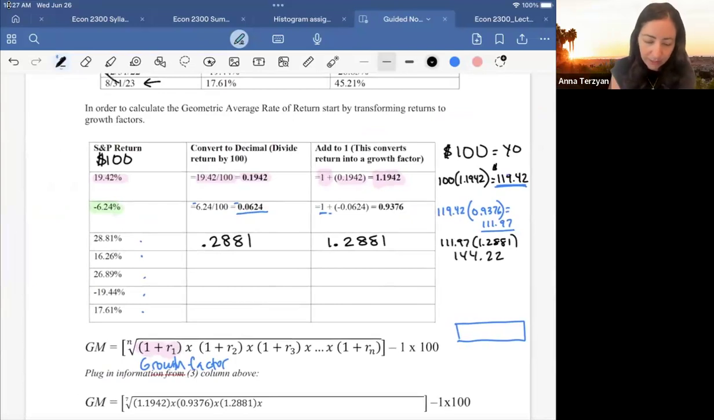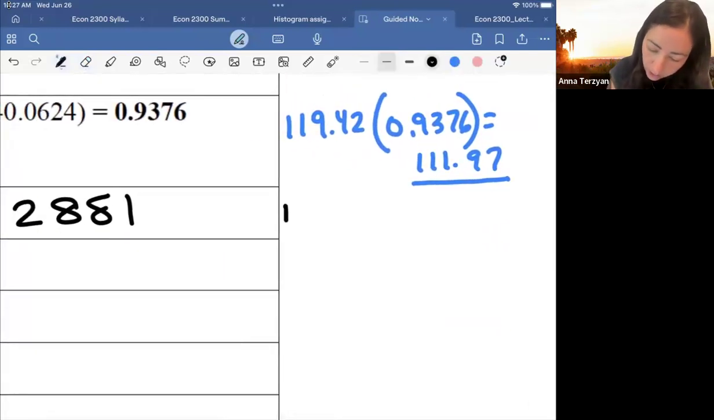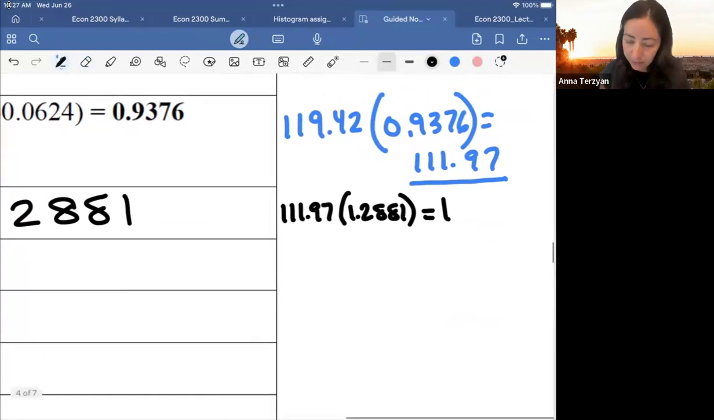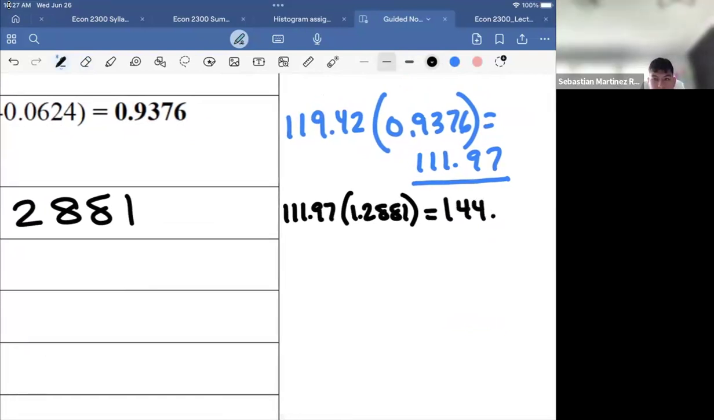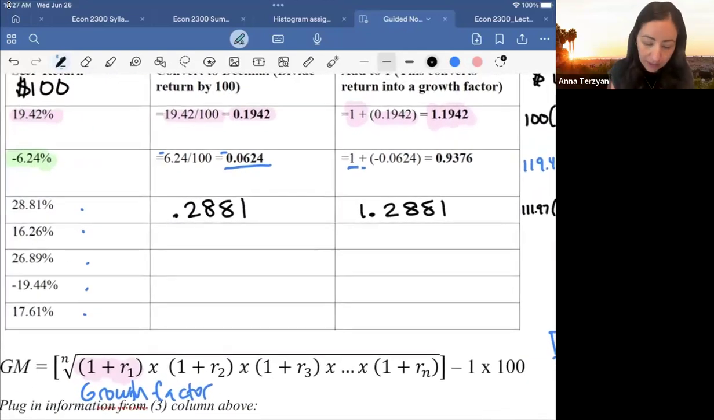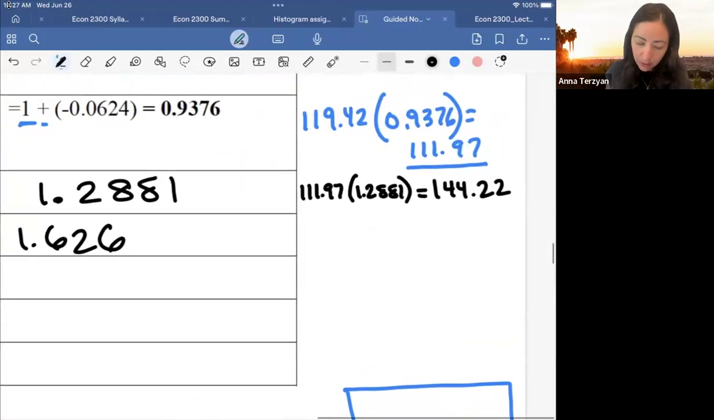144.22. I'm just going to fix that because my own writing makes no sense to me. Okay, let me zoom in. 111.97 times 1.2881. We get 144.22. Perfect. Okay, let's go to the next period. So next period, it grew 16.26%, so 0.1626. What's the growth factor? 1.1626. Okay, perfect.